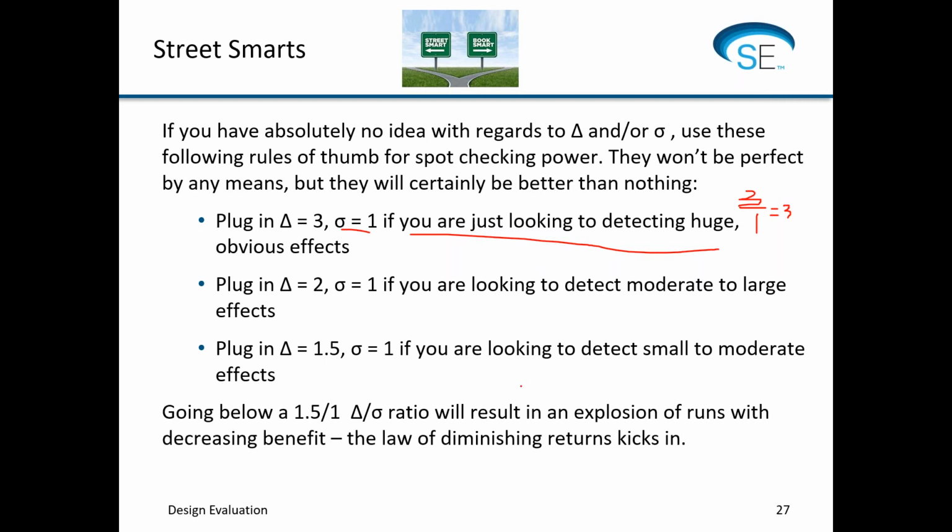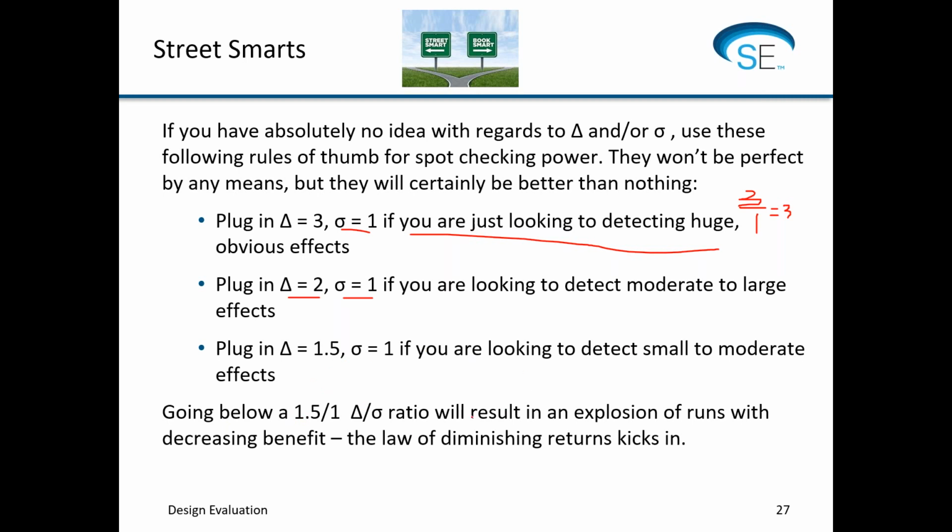If you're looking to detect moderate to fairly large effects, plug in delta 2 and a sigma of 1 and just see the ballpark where you're at. Again, I don't love these suggestions, but I would much rather at least take a look at this than just do nothing. Finally, you could plug in delta of 1.5, sigma 1 if you're looking to detect small to moderate effects. You can go below 1 if you want to detect real small effects.